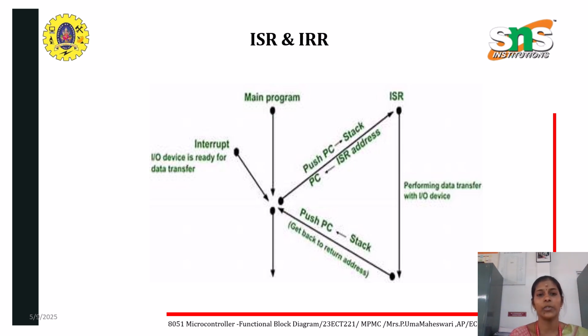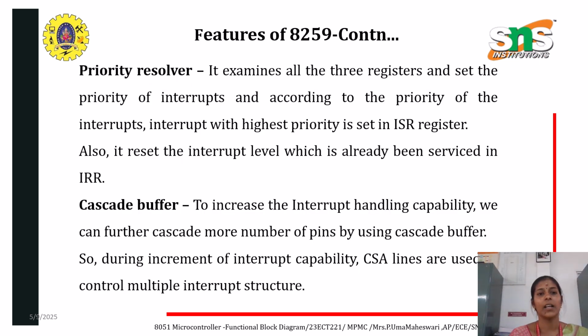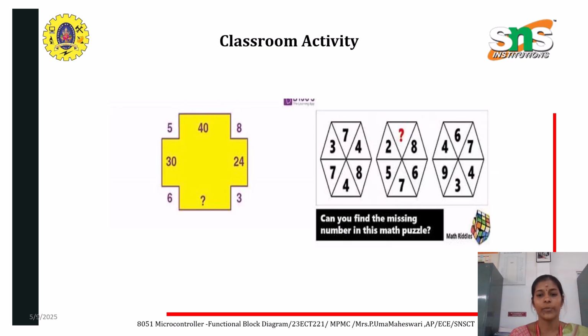Say for example, as I told you, the main program has been going on in a flow. If any interrupt comes in, the input and output device is ready for the data transfer, and the push PC stack is nothing but your ISR, that is interrupt service routine. It pushes, performs the process that has come in, that is the interrupt, answers that interrupt, and then pops from the ISR and gets back to the return address. The further features of this 8259 are priority resolver and cascade buffer. And the classroom activity follows here.